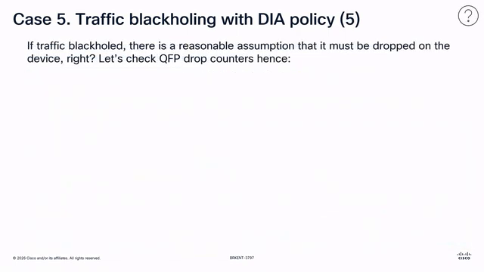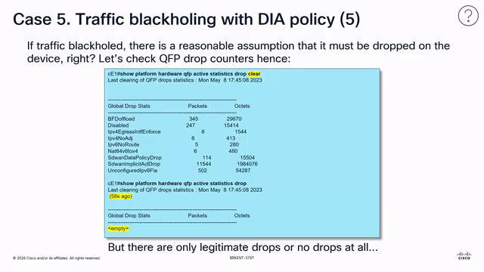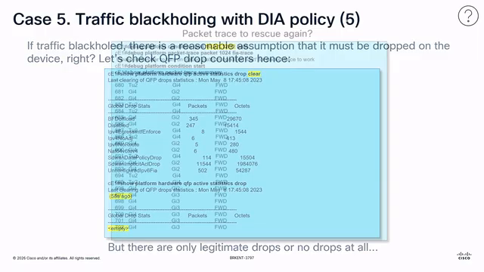So if traffic is black holed, it's a reasonable assumption that it must be dropped on the device. And certainly QFP drop counters were checked, but you can also actually clear them and see the recent statistics for the minute while the user was trying to initiate the traffic. No drops are seen by the device. It's quite a good confirmation that it's not your device that is guilty, not a router dropping the traffic here, right?